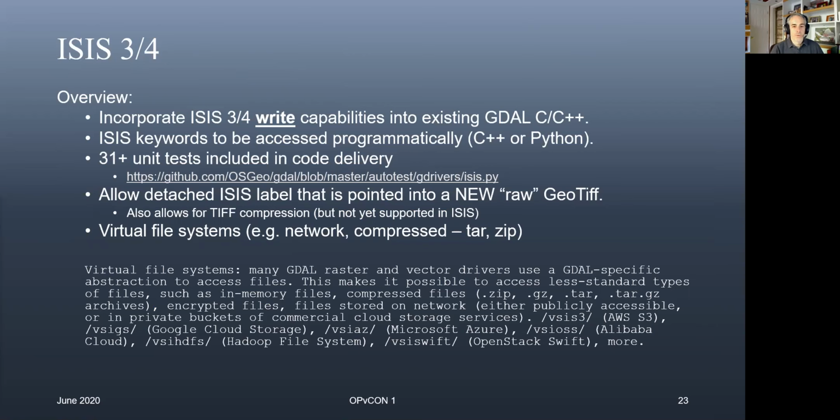One weird thing I added to the ISIS writer was something that ISIS doesn't support, which is the ability for GDAL to create an ISIS label pointing into a raw GeoTIFF. What do I mean by that? That means there's a detached ISIS label pointing into a GeoTIFF. ISIS will understand that label, but it doesn't understand the GeoTIFF. So I guess it does support it, but not fully, because ISIS does not know how to read or write GeoTIFF. So this is one way that you could distribute a file in GeoTIFF with an ISIS header pointing into it.